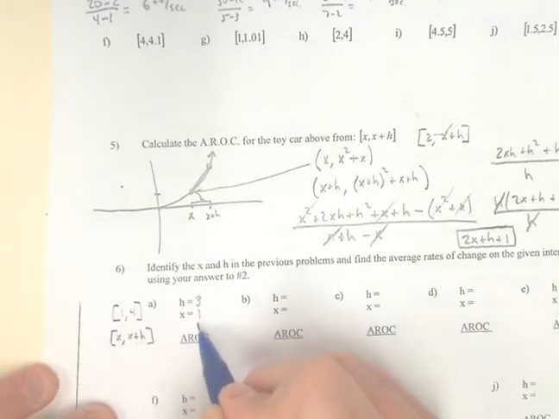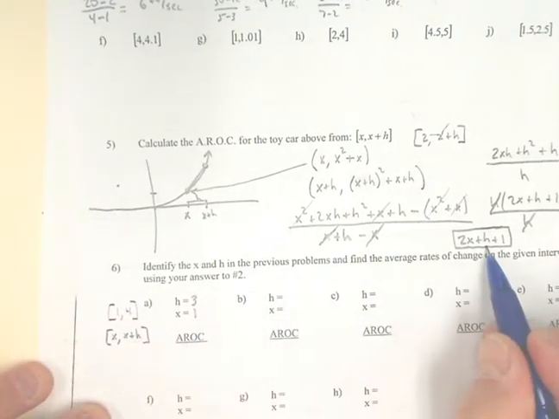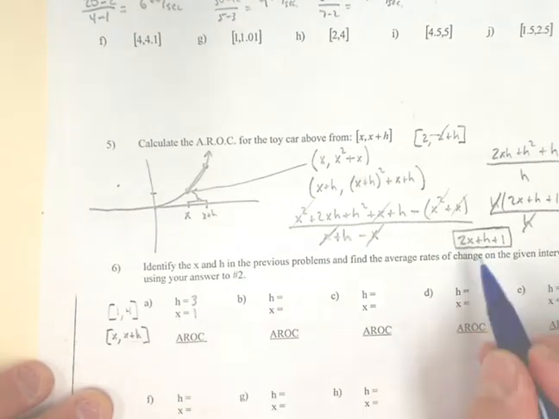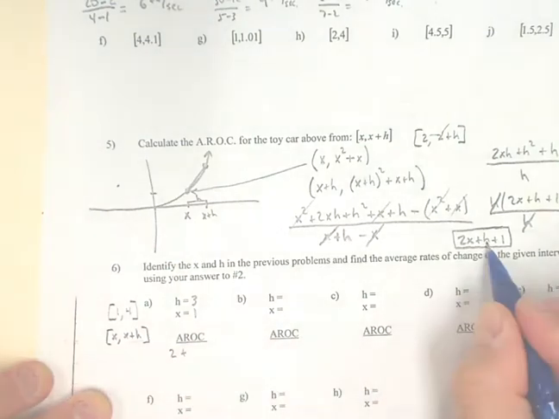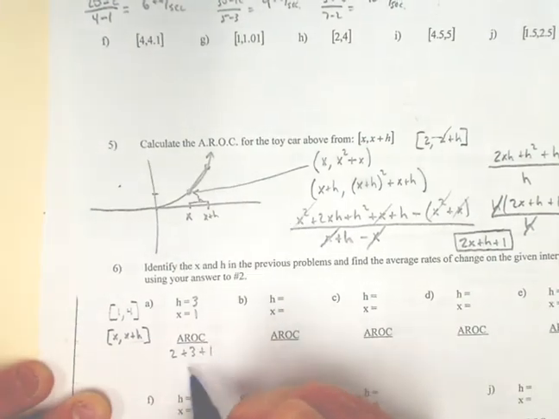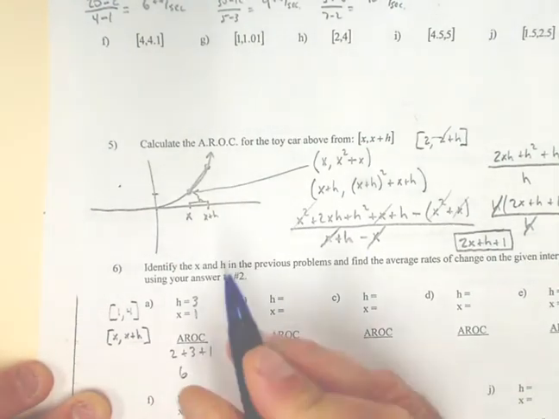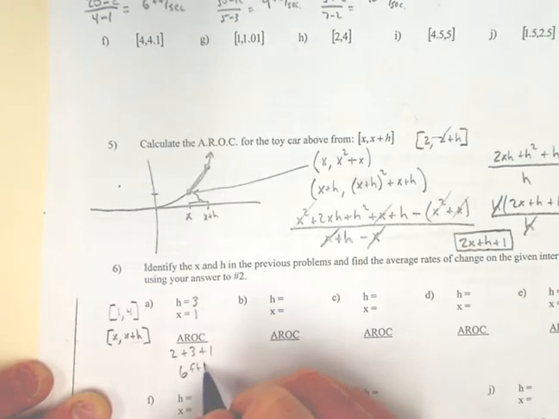Once you have those two values, you can plug them into your expression for the AROC for any 2 points. X gets to be a 1, that would make it a 2, plus h gets to be a 3, so now we're looking at 6. And you'll notice 6 is what we got up above when we did it the long way, 6 feet per second.